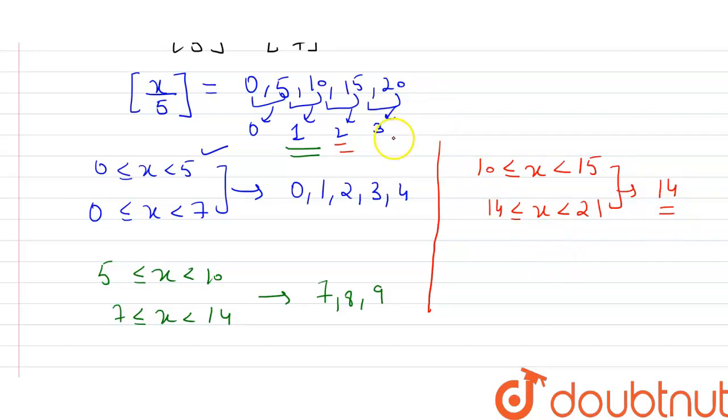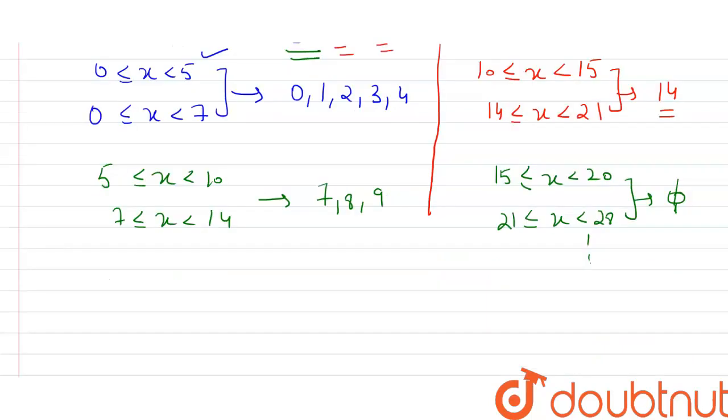And for the value equal to 3, for x upon 5 x is greater than or equal to 15 and less than 20, and for x upon 7 it is greater than or equal to 21 and less than 28. Here we can see that there is no common value of x, and similarly for all the other cases there will be none.